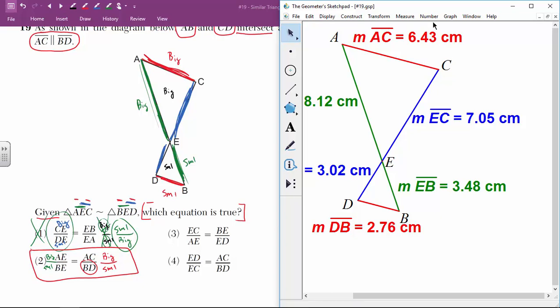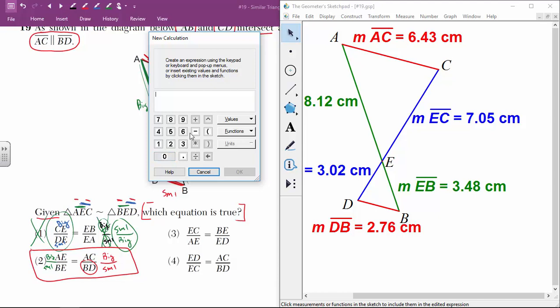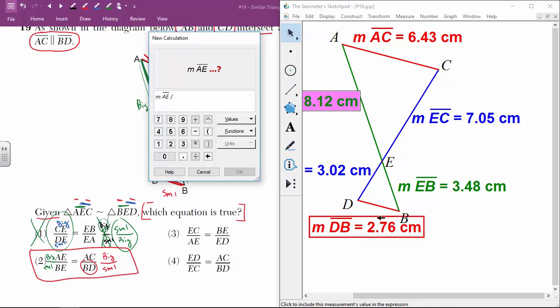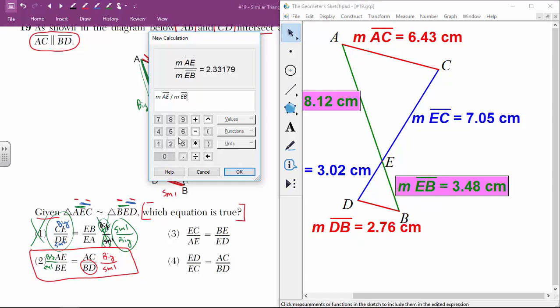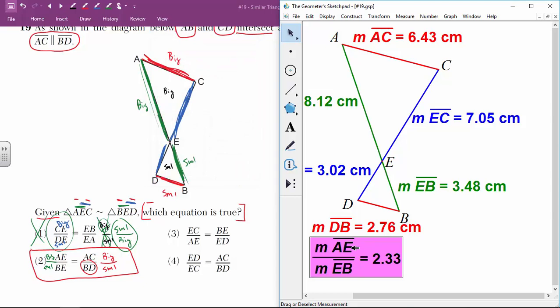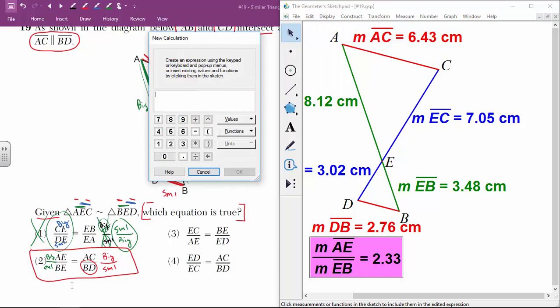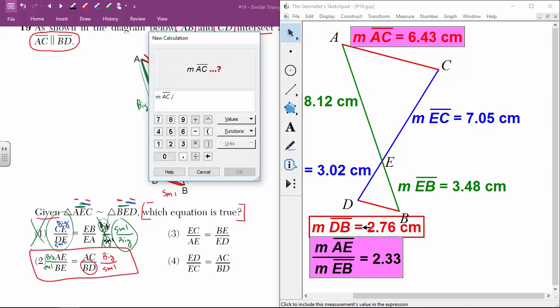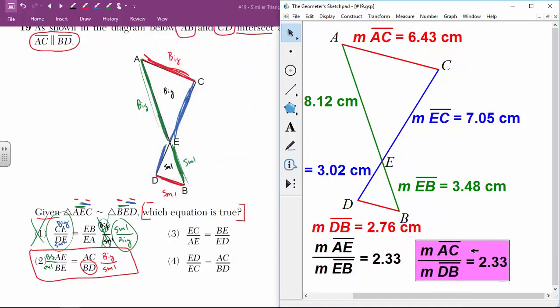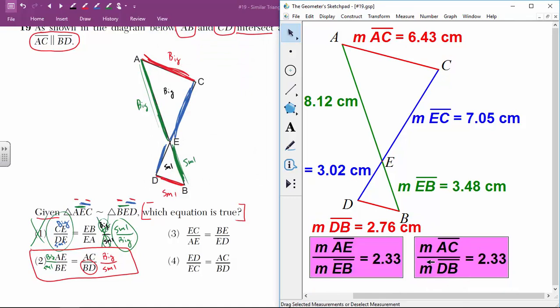So let's show you why number 2 is a correct answer. Let's actually show that works, so you can take that and apply it. So AE, this side, divided by BE. Okay, so it's the big divided by the corresponding small, and we get 2.33. Okay, let's take another measurement. Calculation. We're going to do AC, the big red, and then it's saying divide by BD. Yeah, the corresponding small one. And you can see that these ratios are in fact equivalent, which is why this is the correct equation.